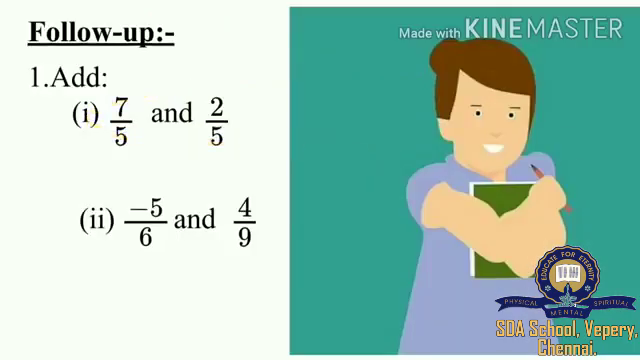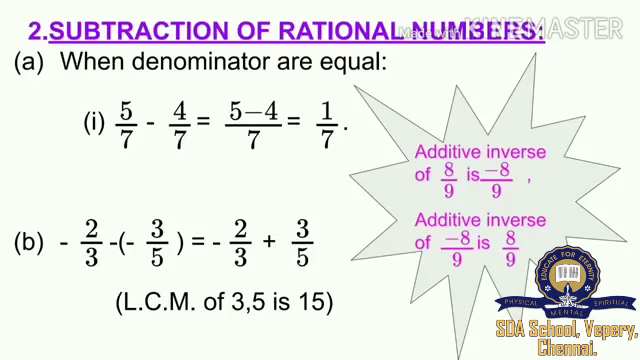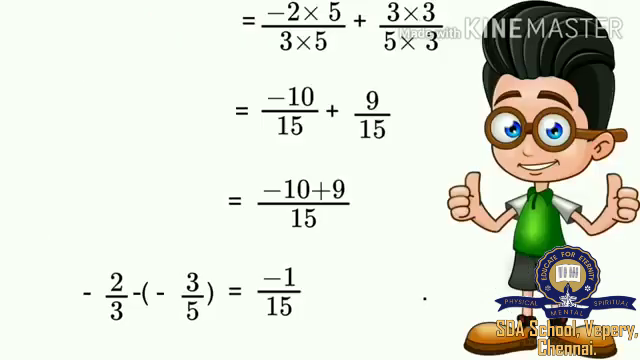Right? And the other one, minus 2 divided by 3 minus minus 3 divided by 5. If we multiply minus into minus, the answer will be plus, right? If we multiply the same signs, the answer will be positive. So minus 2 divided by 3 plus 3 divided by 5. Here we take the LCM, so we get 15. If we multiply 3 into 5, we get 15, so we multiply 5 in numerator and denominator.